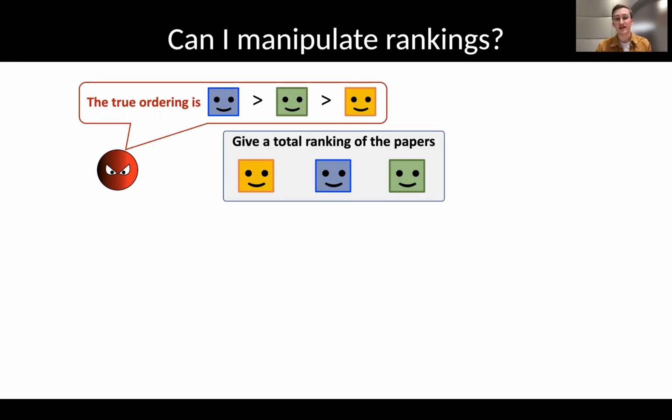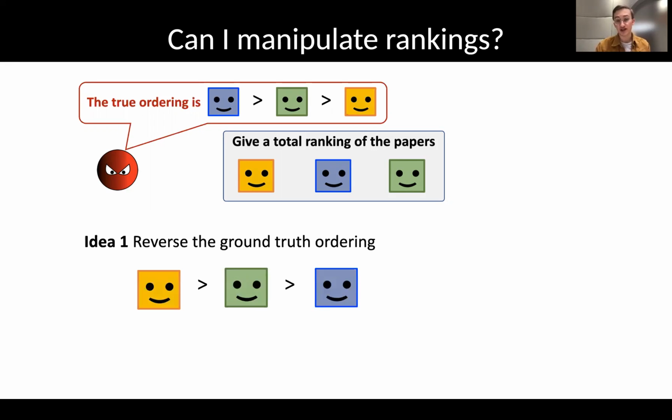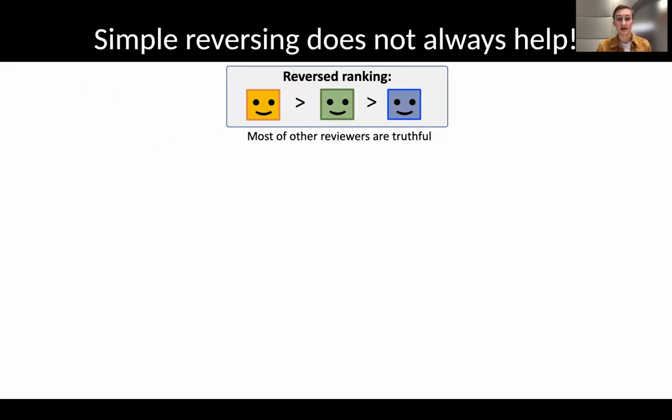And the first idea that comes, at least to my mind, is to just reverse the ordering. So you put the weakest performer in the first place and the strongest performer in the last place. Let's now think if this strategy actually helps us. Can we help ourselves by just reversing the ground truth ordering of our colleagues? And to understand that it is not always helpful, let's for a moment assume that all of our colleagues who are in the system are truthful. So we are the only one engaged in any manipulations.